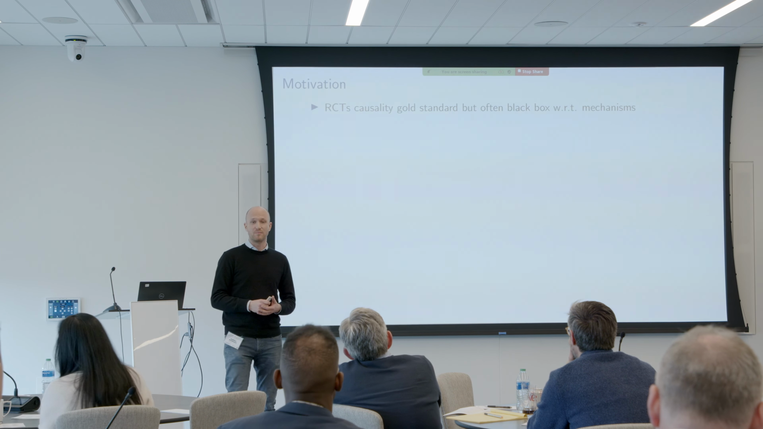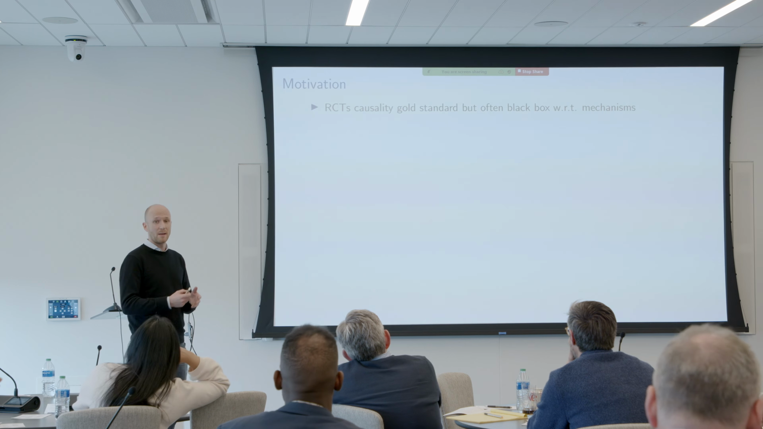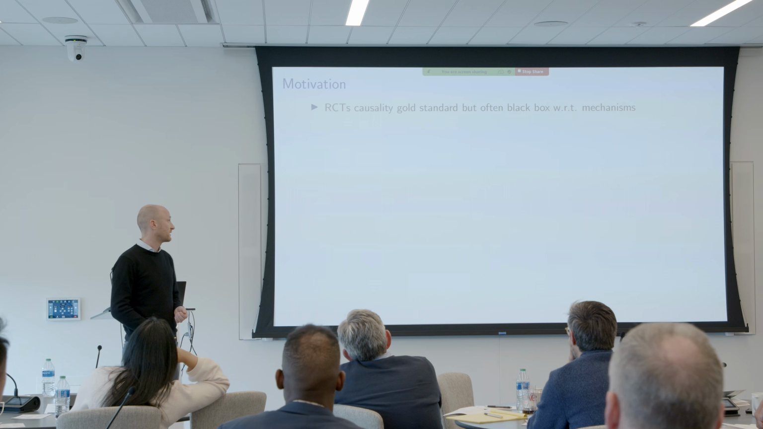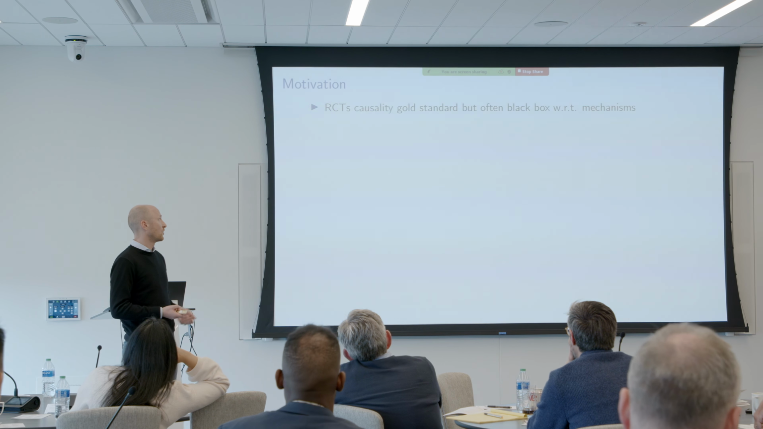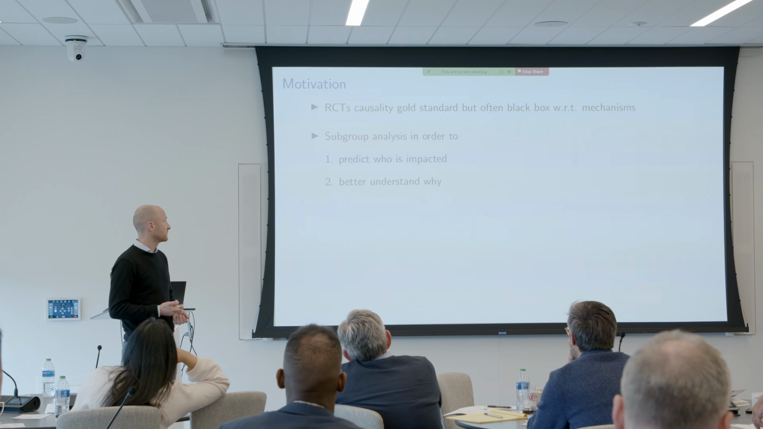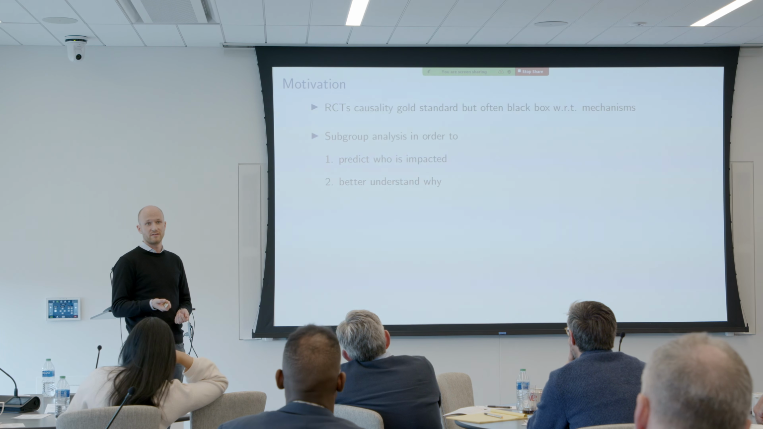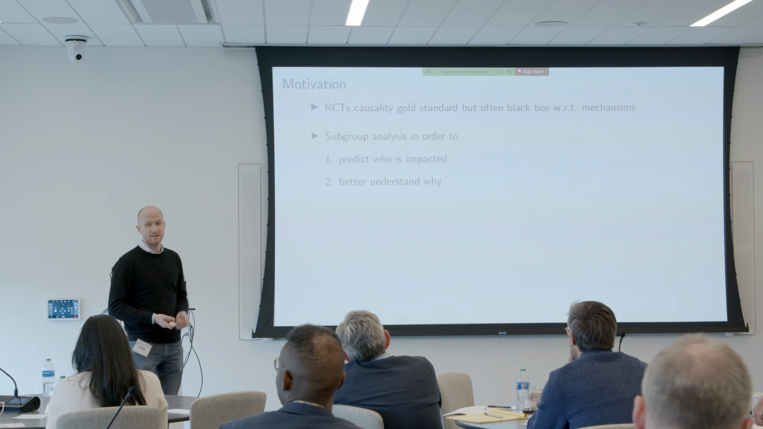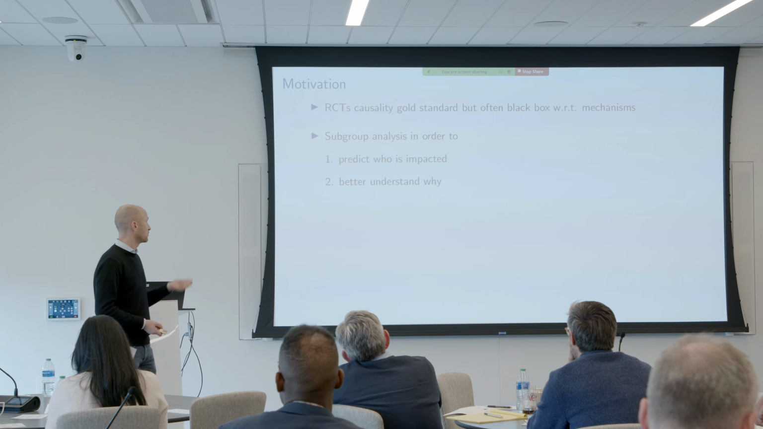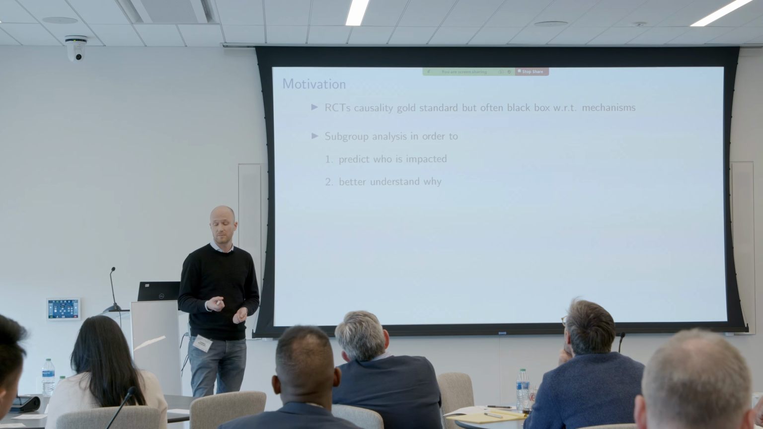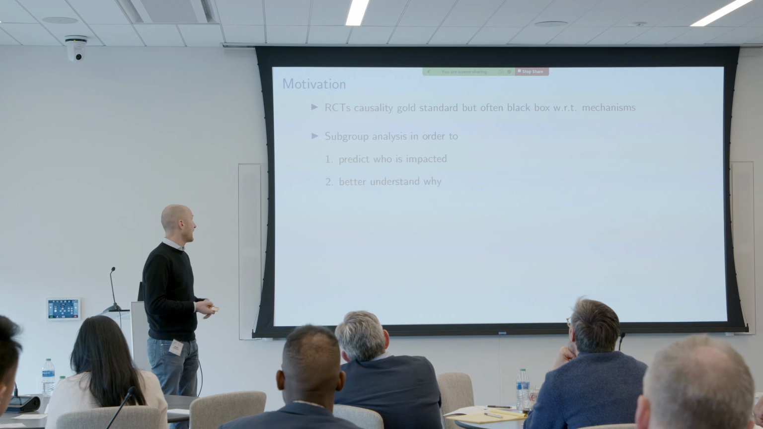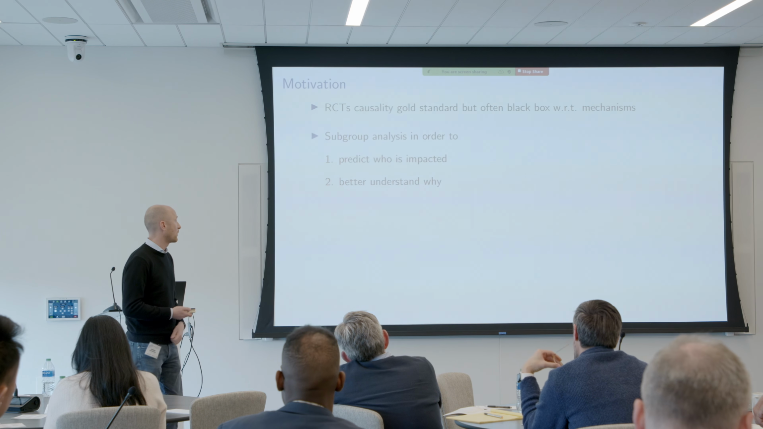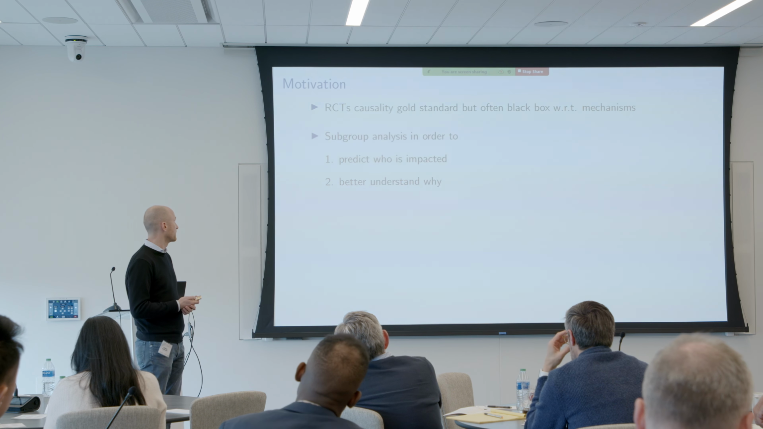As a broad motivation of the bigger picture idea of this paper, RCTs are of course typically considered the gold standard of causality, but we know they're often a black box with respect to mechanisms. The one thing that we can do with RCTs without messing around with causality is a subgroup analysis. That could be useful on the one hand to predict who is impacted, which of course can be important for policy. And then ideally we can get a little bit more towards mechanisms, to understand why effects are stronger in one group than the other.